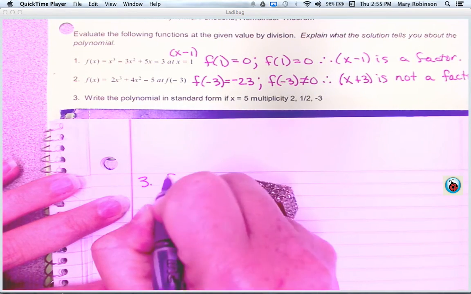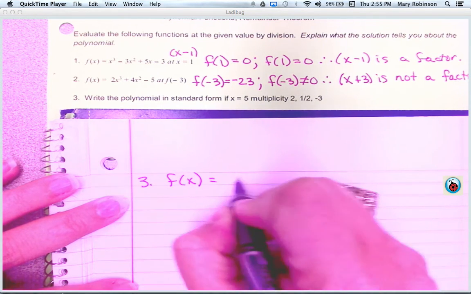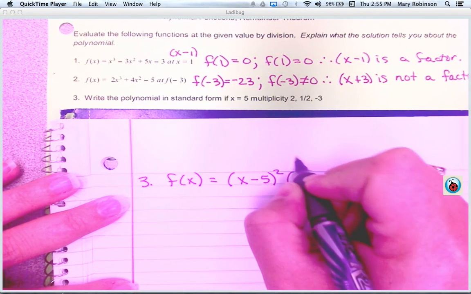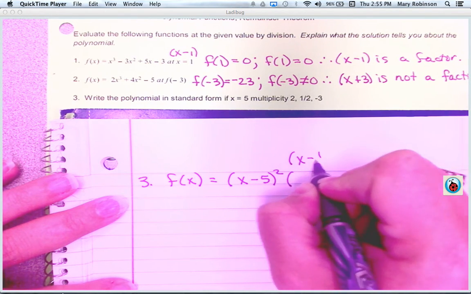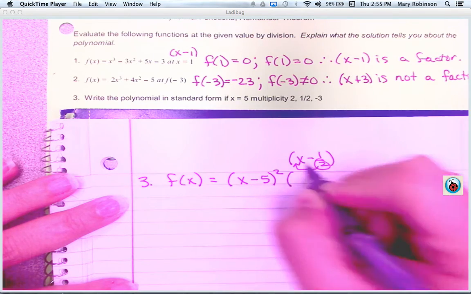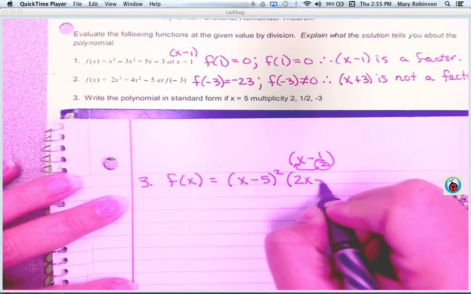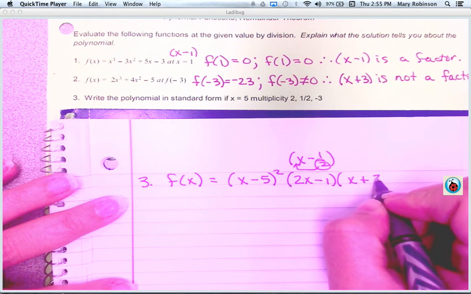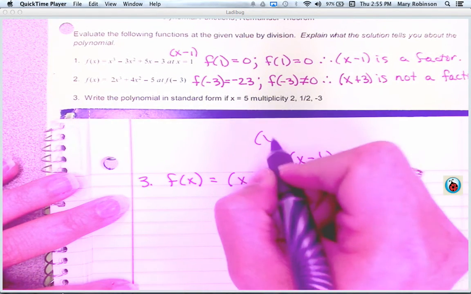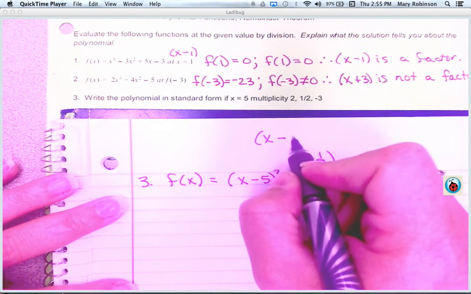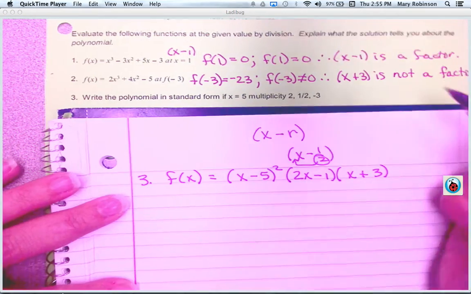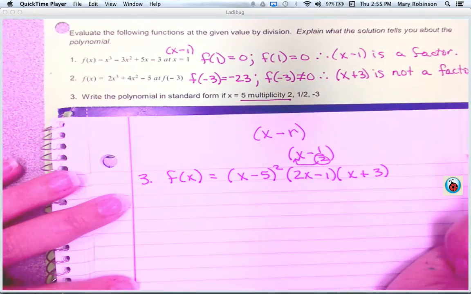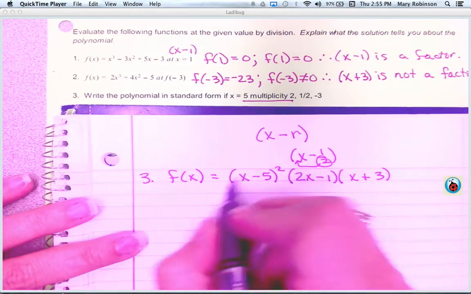For number 3, in factored form, we have a factor x minus 5 quantity squared, the factor x minus a half, which we have to do bottoms up for, so that factor will be 2x minus 1, and the factor x plus 3. Remember, you always write zeros in the form x minus the root, okay? The reason why I have this quantity squared is because it says multiplicity 2. So that means you'll need squared on that quantity.